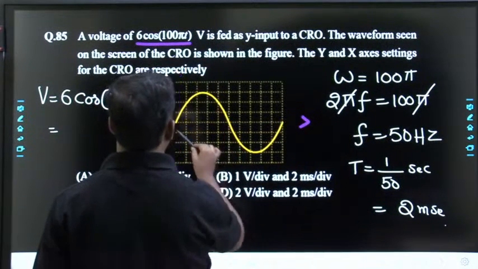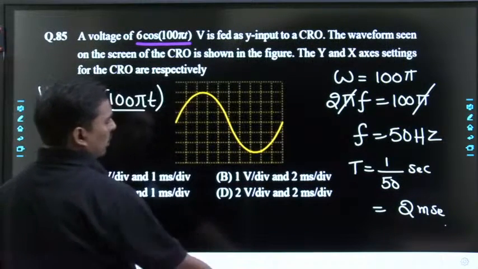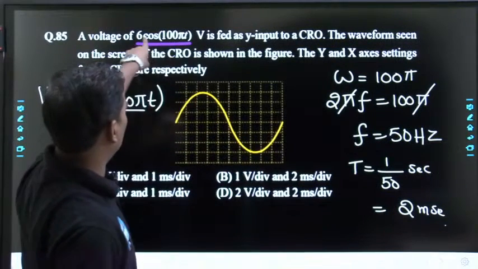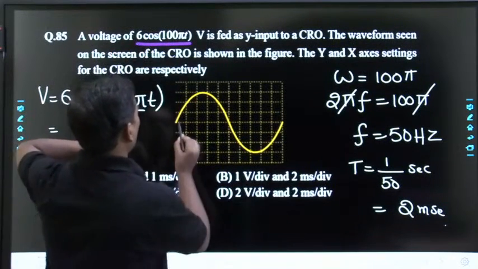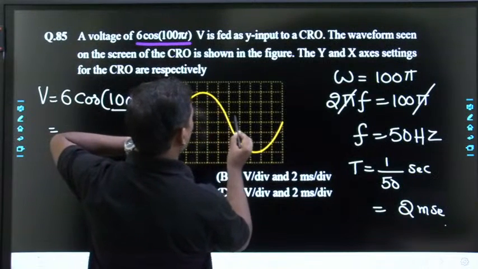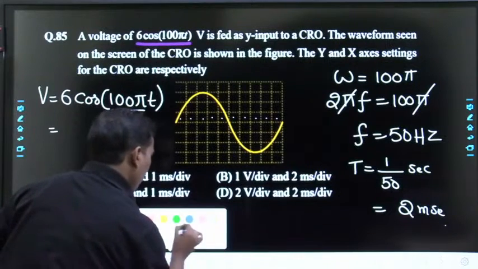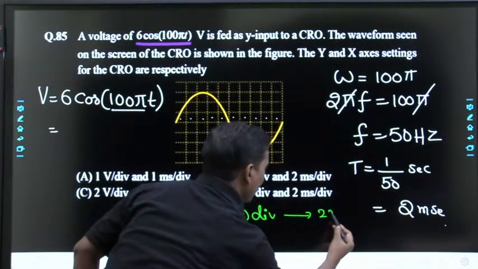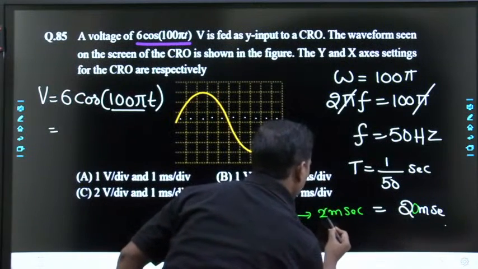I will remove this, otherwise you will be confused. Okay, I will remove this so that it will be clear now. Check. So time period is 2 milliseconds... that is the frequency. So 1, 2, 3, 4, 5, 6, 7, 8, 9, 10. 10 divisions should cover 20 milliseconds. Okay, now am I right?